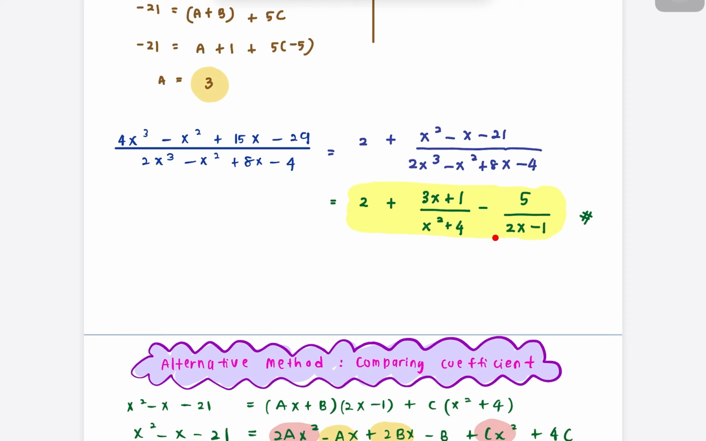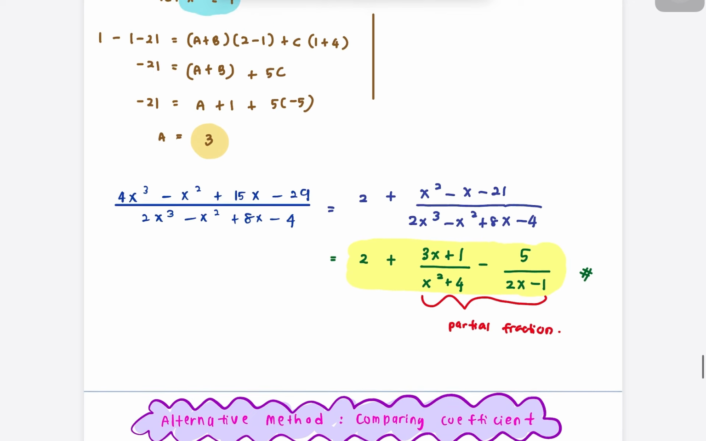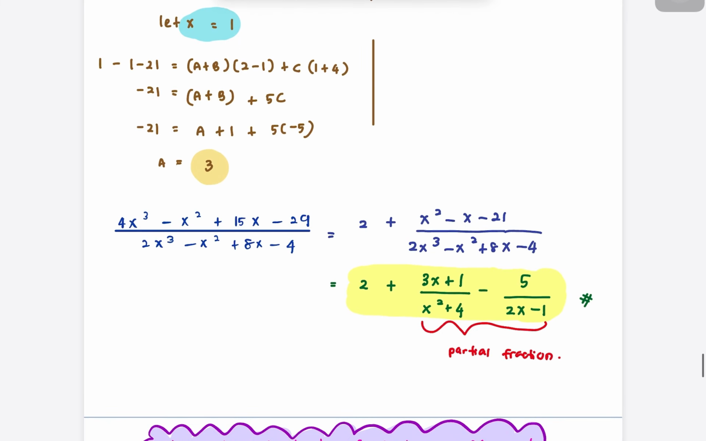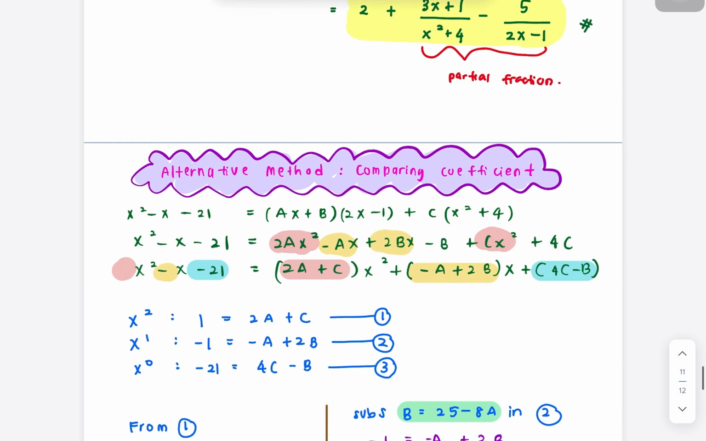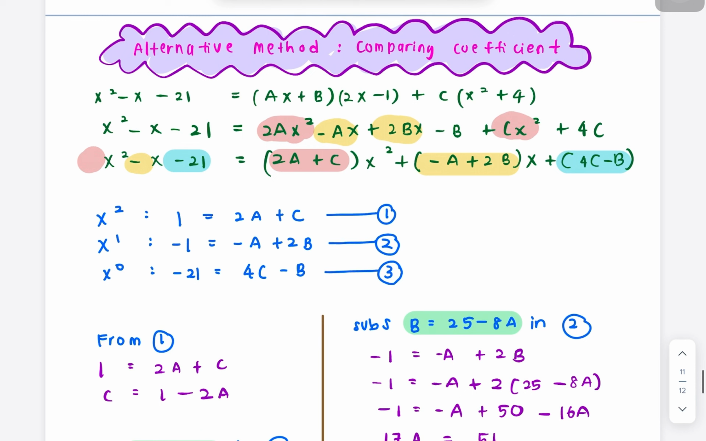If you want to use the comparing coefficient, okay, madam show you both method. But this one, madam just explain. Okay, starting from this one, this is after you eliminate the whole thing at your right. So AX times 2, okay? And then plus AX squared plus 4C. And you just combine what is the coefficient for X squared. You have these two, 2A plus C. What is the coefficient for X? You have also these two, negative A plus 2B. And then this is your constant coefficient, which is 4C minus B.